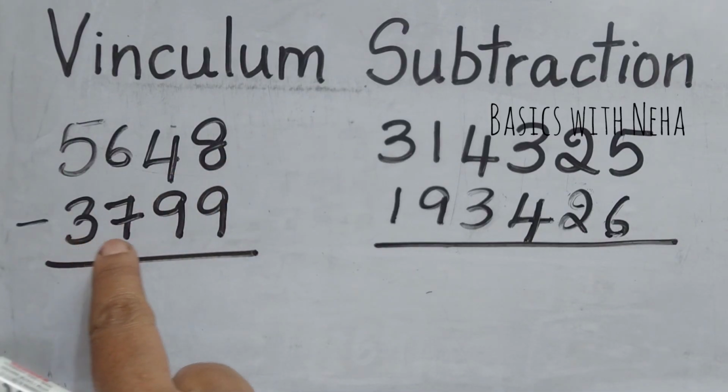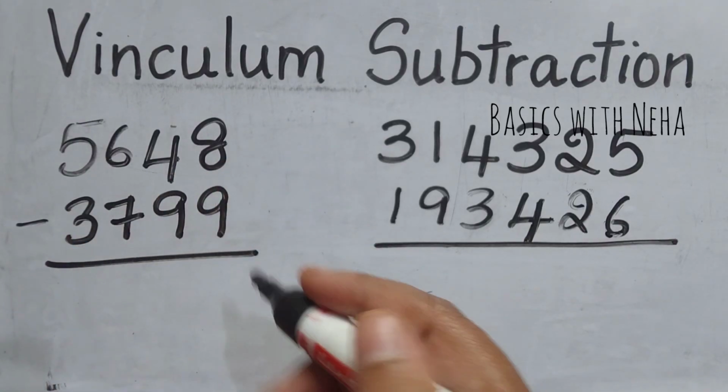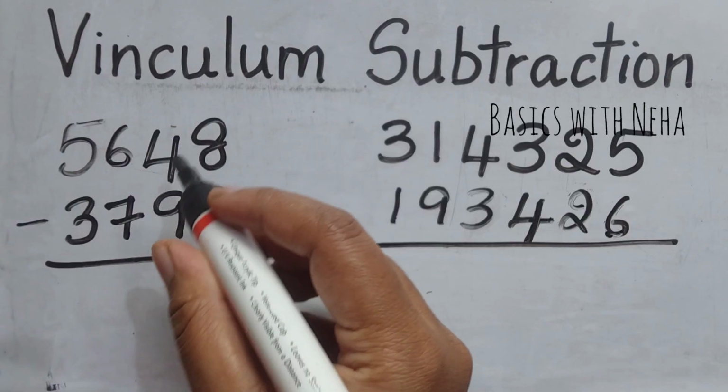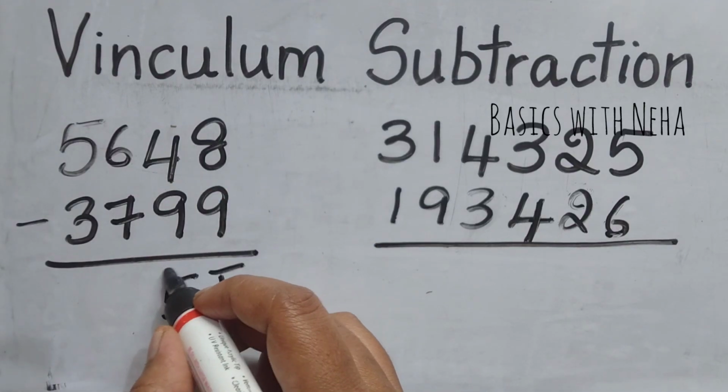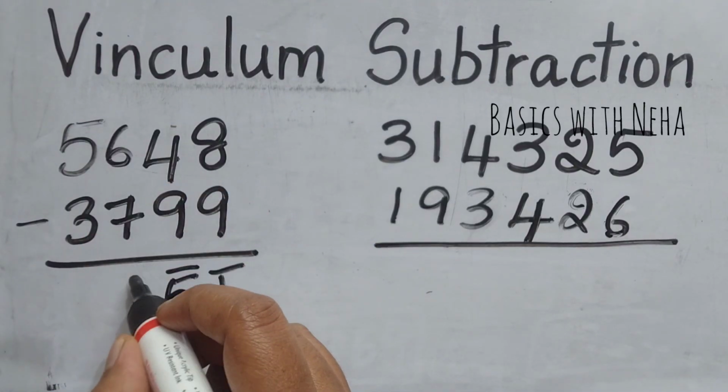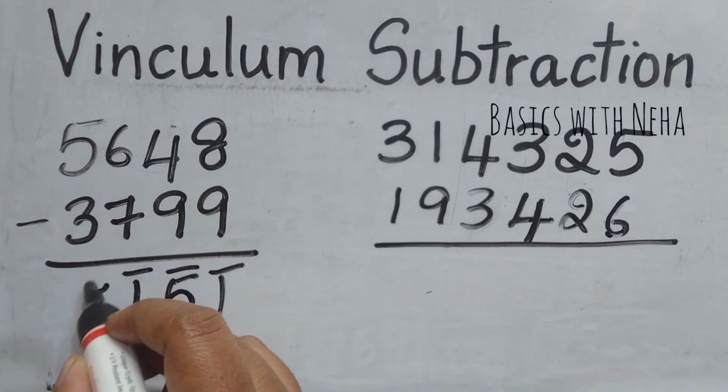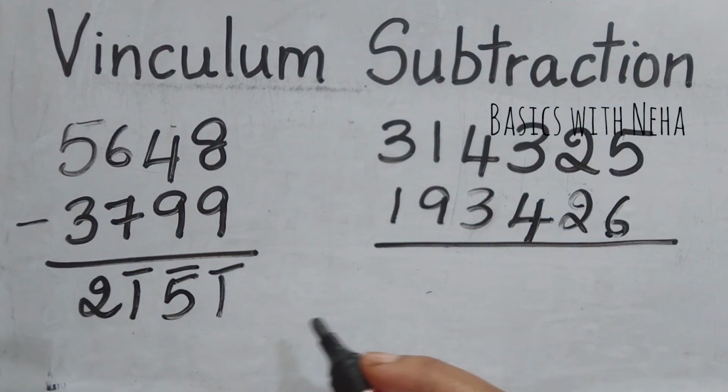5648 minus 3799. 9 minus 8 is 1 bar. 9 minus 4 is 5 bar. 7 minus 6 is 1 bar. 5 minus 3 is 2 and you have to de-vinculate this number.